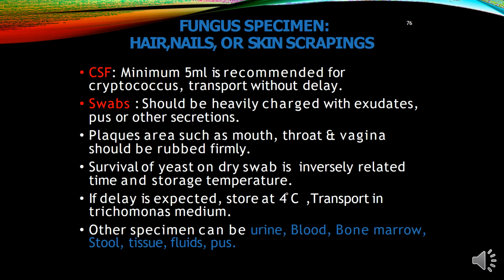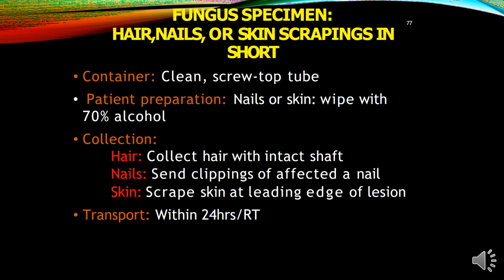Other specimens can be urine, blood, bone marrow, stool, tissue, pus and fluids. Here you can see that the container is a screw cap tube. Patient preparation is done by using 70% alcohol. If it's a hair sample, it should be collected with the intact shaft, nails should be clipped, and skin scraping at the leading edge of the lesion should be done. Transport immediately.